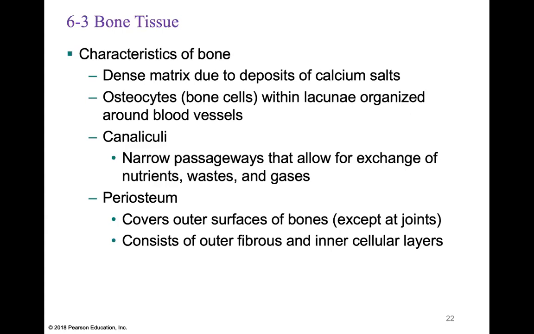The dense matrix is actually due to the deposits of calcium salts, and the bone cells, which are osteocytes, are located within the lacunae, which are organized around blood vessels. Canaliculi, these are narrow passageways that allow for the exchange of nutrients, waste, and gases within this tissue. And then finally, the periosteum, this is going to cover the outer surfaces of bones except at joints. It consists of outer fibrous and inner cellular layers.